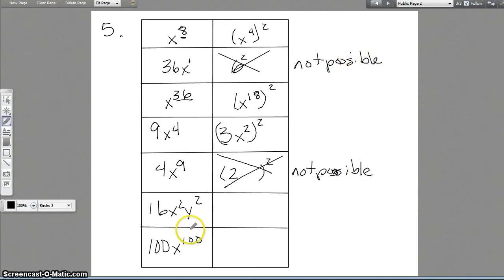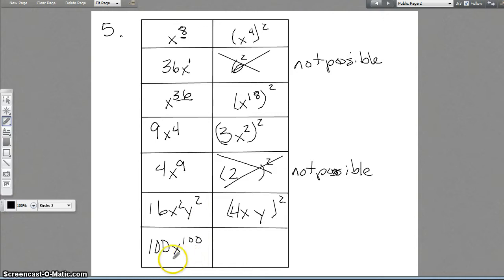Okay, then we're down to 16x squared y squared. 16 is a square number. That's 4. So we can write that as a 4. And we're going to put that in parentheses and square it. The x and the y are both raised to even powers. What do we have to multiply 2 by to get 2? Well, that would just be 1, x to the first power. What do we have to multiply 2 by to get this 2? Again, that would just be 1. So 4xy, quantity squared, is going to be 16x squared y squared.